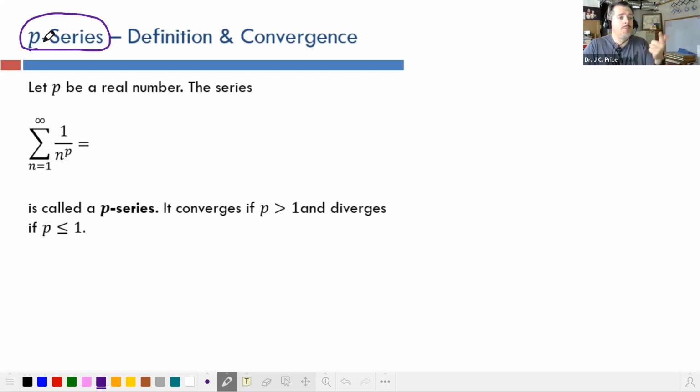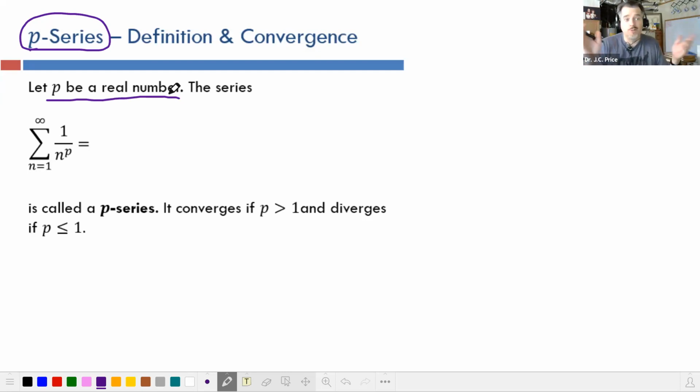So these are important because we're going to do something called the comparison test in the near future here. And to do a comparison test, you have to have something to compare your series to. And so the idea is we can use either p-series or geometric series to compare other series to, and then conclude whether they converge or diverge. So what the heck is a p-series? So you're going to let p be any real number. That means it can be positive, negative, 0.